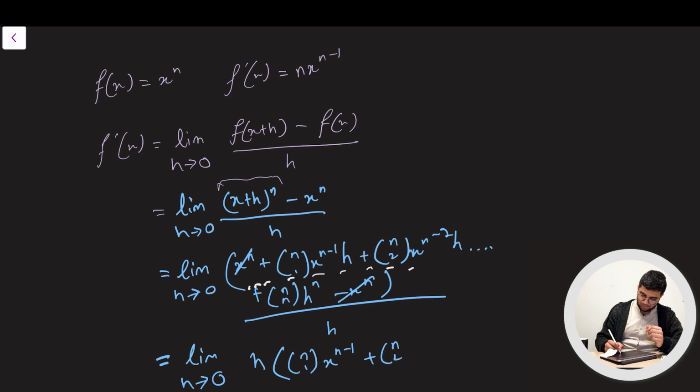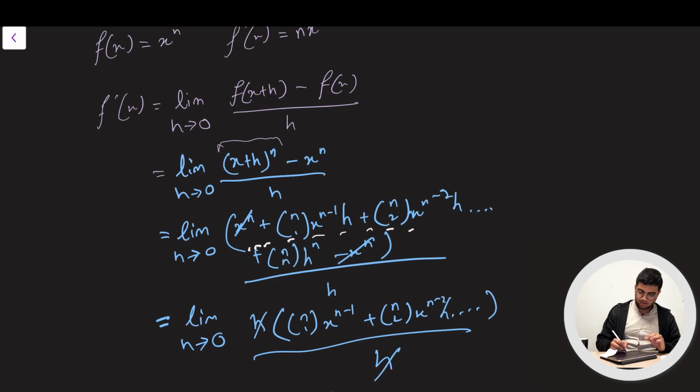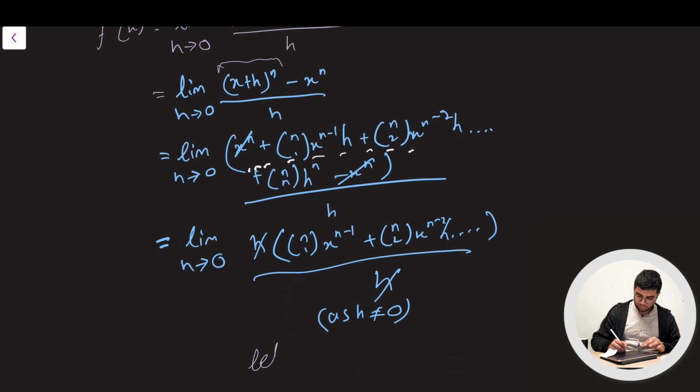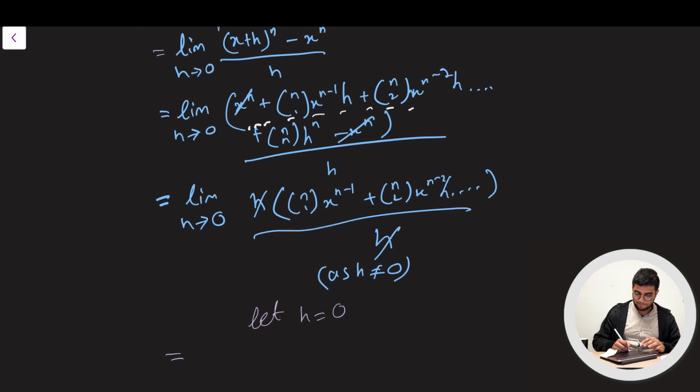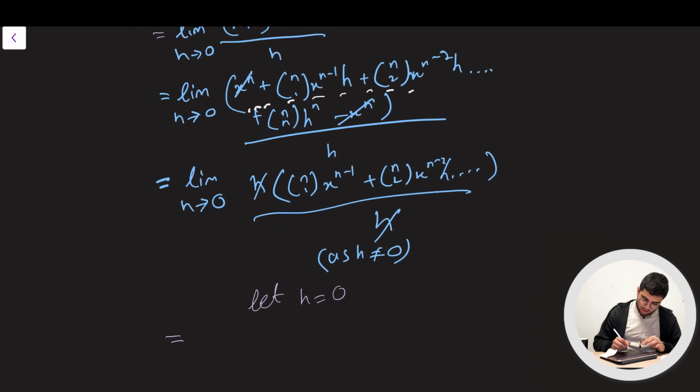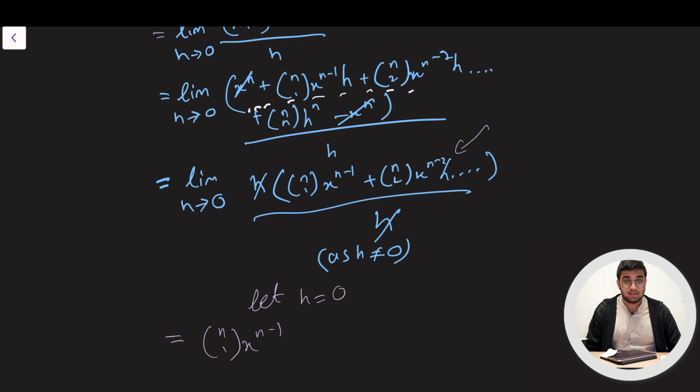Okay, there's an h here, all over h. Okay, again, cancel, say that h is not equal to 0. And then we let h equal 0. And you are left with this. Because every other value has an h in it. As you can see here, every other value has an h in it. So those values become 0 when we make h 0, and we're left with this.